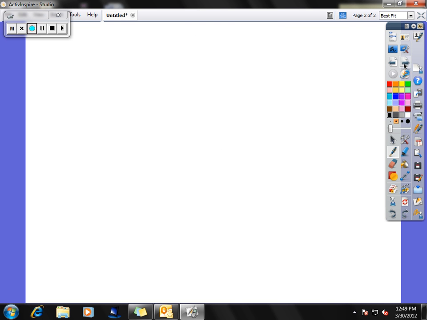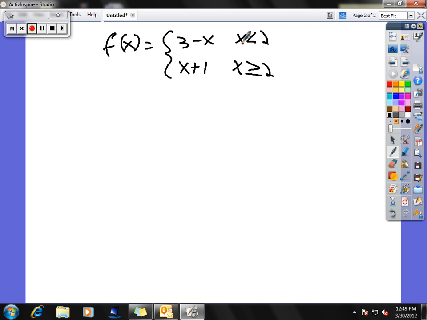Okay. So, for example, we have f of x is equal to 3 minus x for x is less than 2, and x plus 1 for x is greater than or equal to 2. Now remember what this is for piecewise functions. This section over here on the right is just telling you where the graph is split. Alright? So this is the line 3 minus x, but only up until you get to x equals 2. And then after that, it's the line x plus 1.